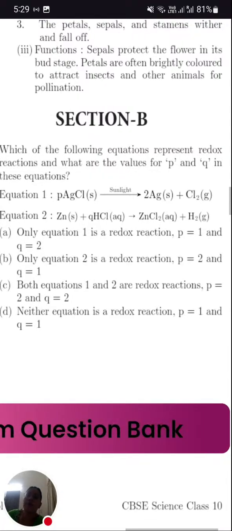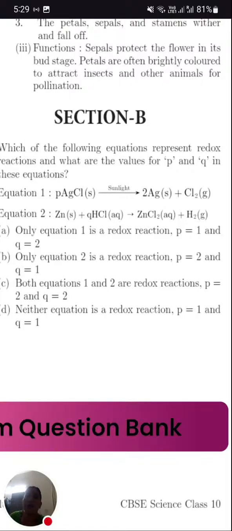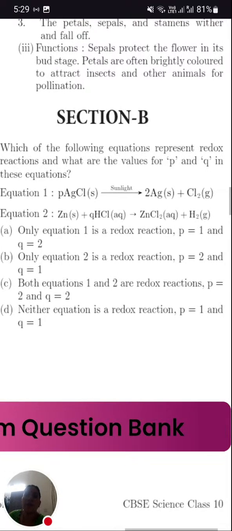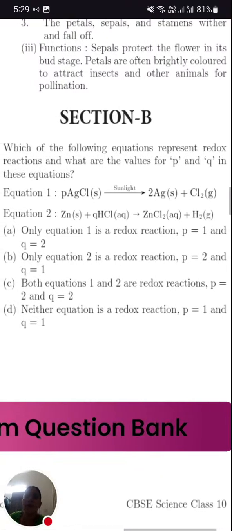So redox reaction, what is a redox reaction? A reaction in which oxidation and reduction both take place. So here you need to have the idea of what is oxidation and what is reduction. If you know clearly where the oxidation and reduction are taking place, then you can answer about the redox reaction. Silver chloride is breaking down into silver and chlorine. And the second equation, Zn plus HCl will give ZnCl2 plus hydrogen.